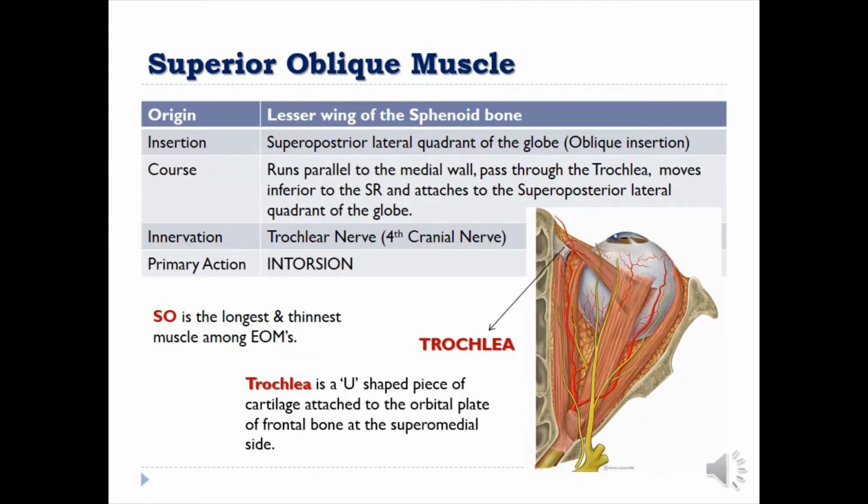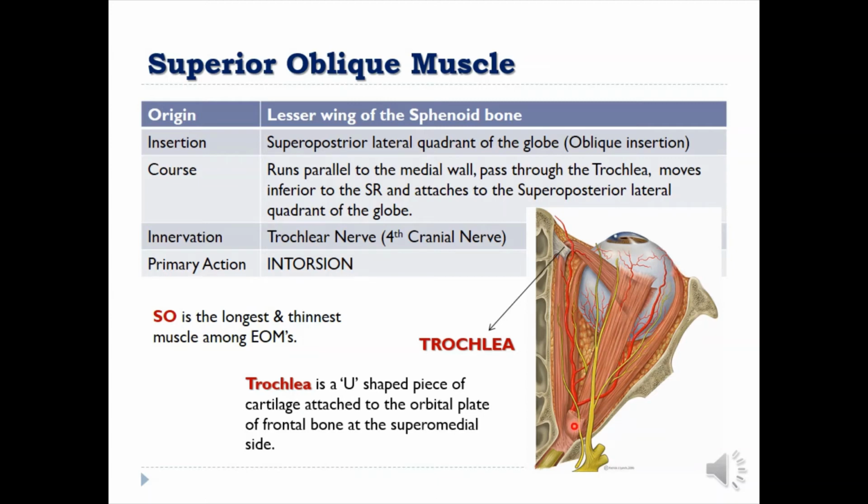Alright, so we are discussing the oblique muscles now. We already discussed the recti muscles. Now the superior oblique muscle. Why the name oblique? Oblique is nothing but not straight, it is at an angle. You remember the superior rectus, lateral rectus, medial rectus, all these muscles were straight muscles, like a straight line, inserting straight onto the eyeball.